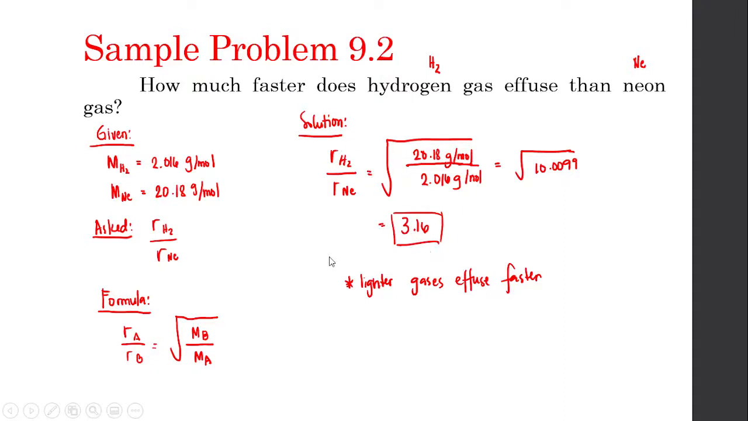And that makes sense because for effusion and diffusion, lighter gases actually travel much faster. They effuse and diffuse much faster. Since hydrogen, or our H2, is much lighter than our neon, it is about 3.16 times faster than neon when it travels. So that's how you solve the rate of effusion or diffusion for a gas particle, or for a combination of two gases.